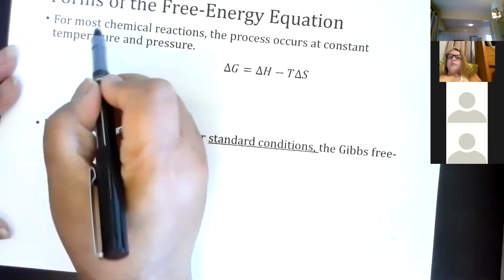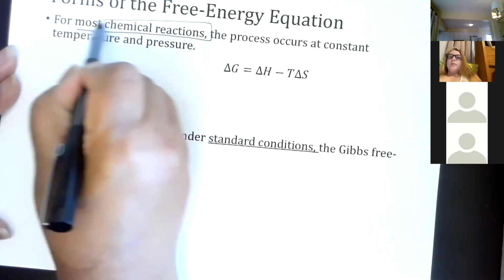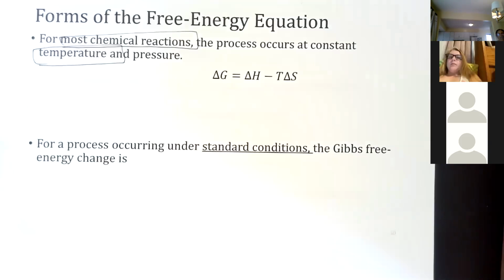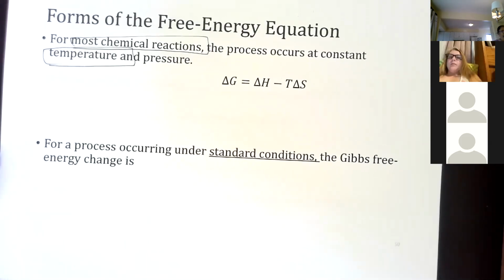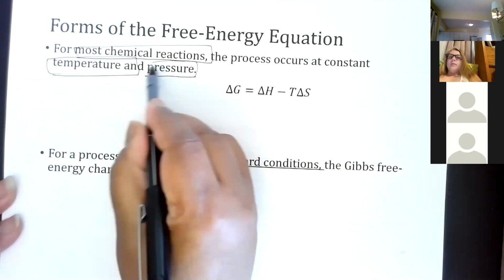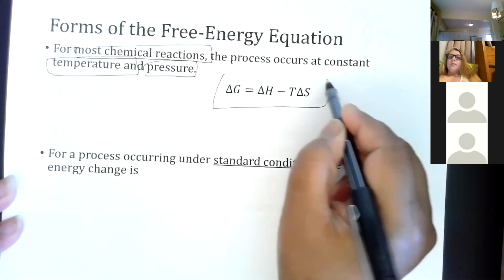For most chemical reactions, the ones we do in the lab, unless you heat something, and even then you heat it and you maintain it at a certain temperature and you study the properties. So we do it at constant temperature, and of course we don't cook it in a pressurized system. So it is at constant pressure. So this is our equation.